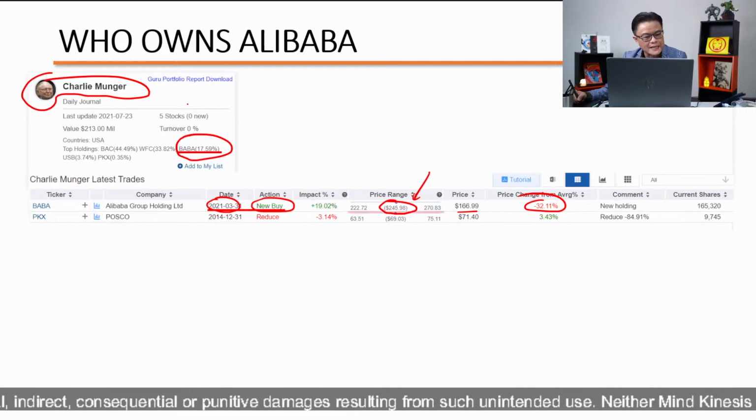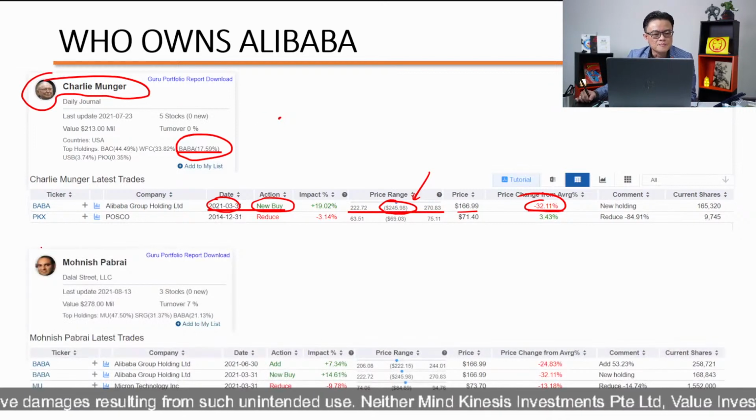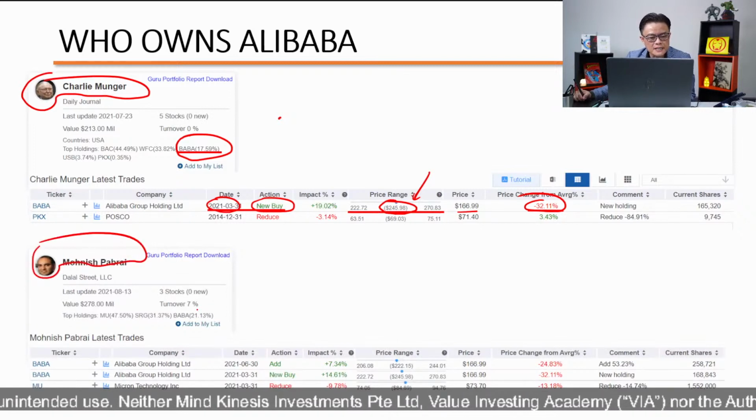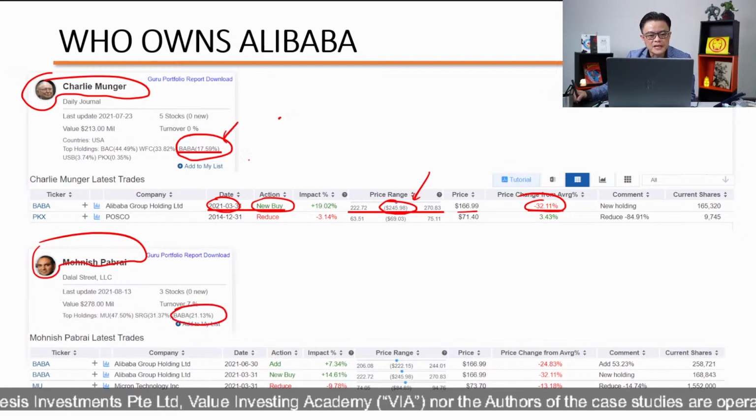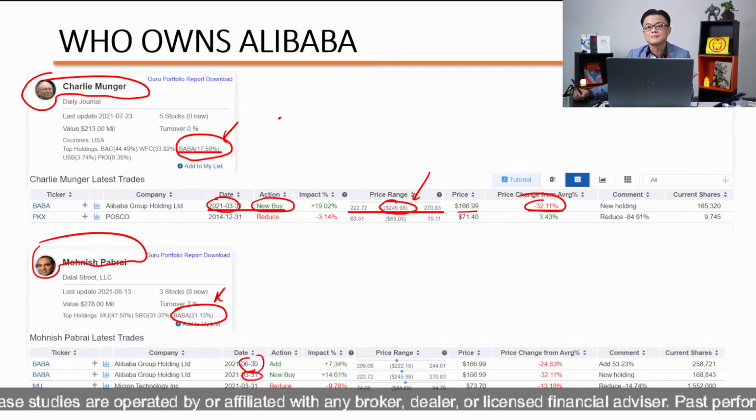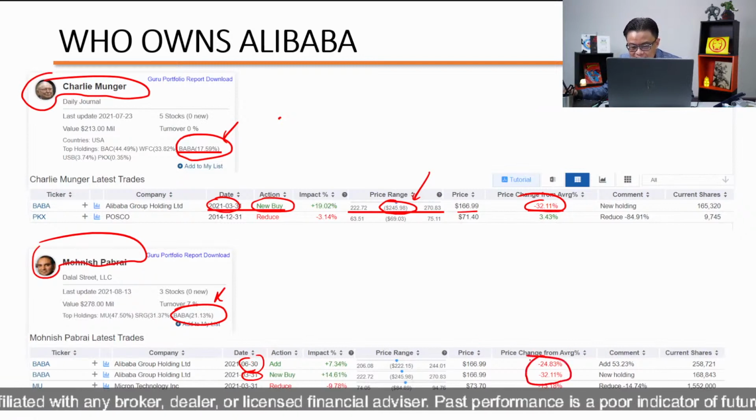Let's look at the second famous value investor, Monish Pabrai. If you look at his Alibaba stock, his top holding is 21%. It's almost the same, this is about 18 and this is about 20. When did he start buying Alibaba? He bought it in the first quarter, and then he bought more in the second quarter. That takes up about 20%. And right now this is negative.